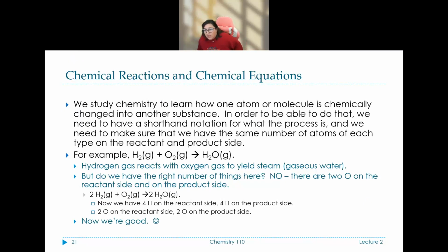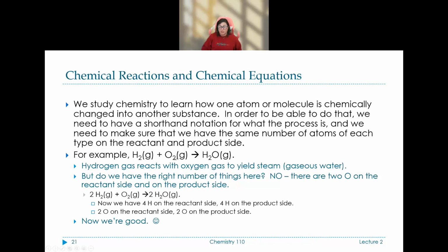Okay, so H2 plus O2 goes to H2O. So hydrogen gas reacts with oxygen gas to make water. Okay, fine. But do we have the right number of things here? No, because I have H2 and H2, awesome. O2 and O. That doesn't make sense because that implies that one of these oxygens just went away, didn't end up there. So we need to make sure that we balance this.